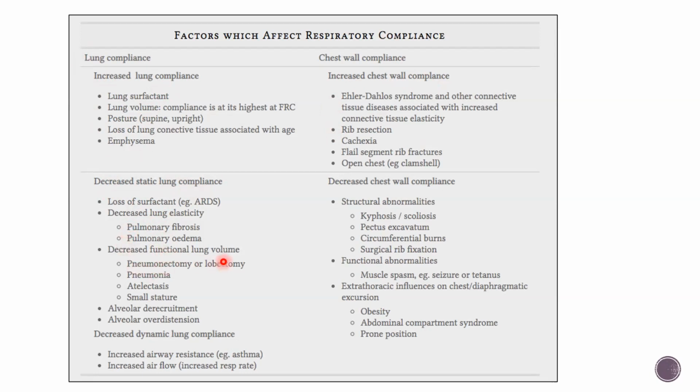Your FRC is lost because of pneumonia, atelectasis, or someone's lobe has been removed. These are the things where you will find the lung compliance is low. This is only lung. Whereas for the chest wall, if structural abnormalities are there in the chest wall or the spine, that is also going to affect your compliance of the chest wall as such.